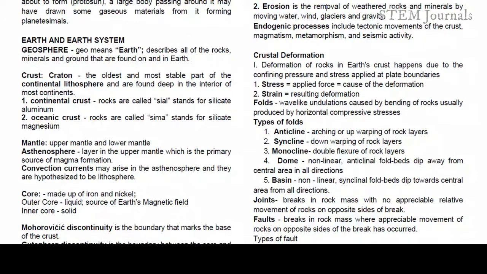In line with the crustal deformation, we have the folds. A fold is a wave-like undulation caused by bending of rocks, usually produced by horizontal compressive stress. We are familiar with wave formations, so that wave structure is equivalent to a fold. There are four or five types of folds. We have the anticline, which is an arcing up or warping of rock layers. Imagine the formation of a wave: the crest area is the anticline.